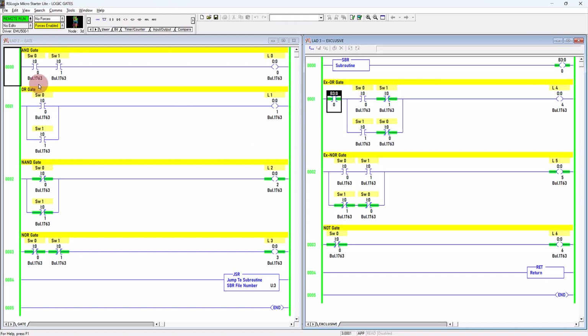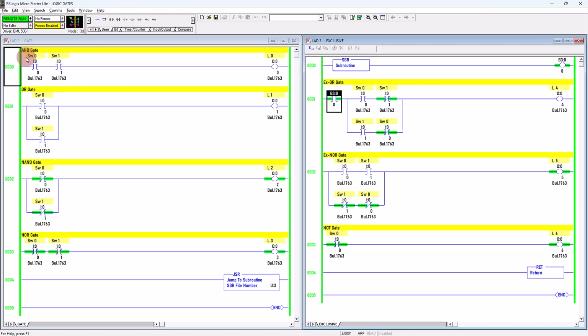As we know, there are different types of logic gates. Okay, the first one is the AND gate, the second one is the OR gate, then followed by the NOT AND gate or NAND gate, the NOT OR gate, or sometimes people call it NOR gate, exclusive OR gate, exclusive NOT OR gate, or sometimes people call it exclusive NOR gate, and NOT gate.